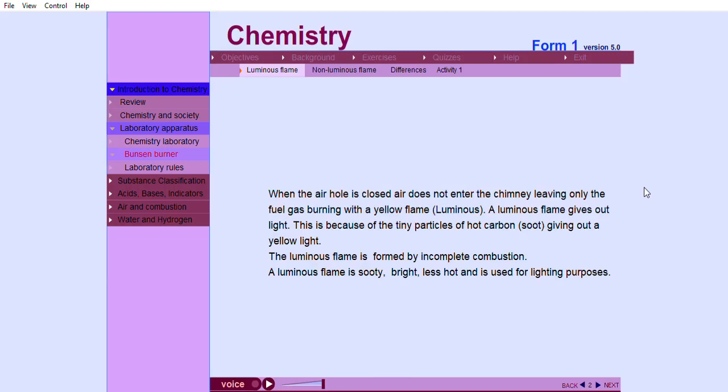When the air hole is closed, air does not enter the chimney, leaving only the fuel gas burning with a yellow flame, that is, luminous. A luminous flame gives out light. This is because of the tiny particles of hot carbon, that is soot, giving out a yellow light. The luminous flame is formed by incomplete combustion. A luminous flame is sooty, bright, less hot, and is used for lighting purposes.